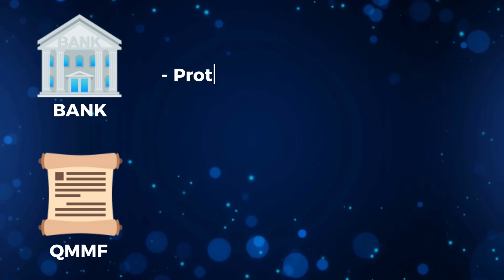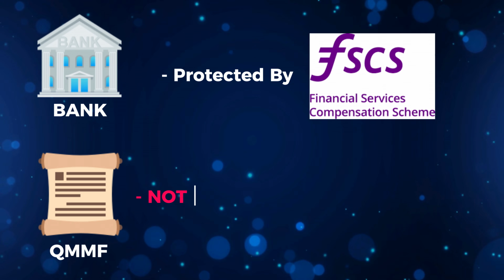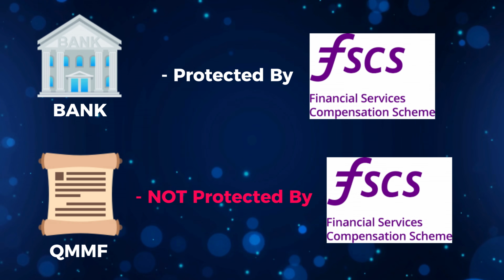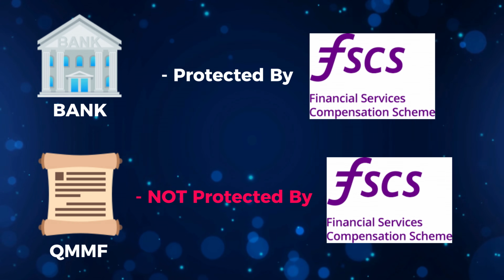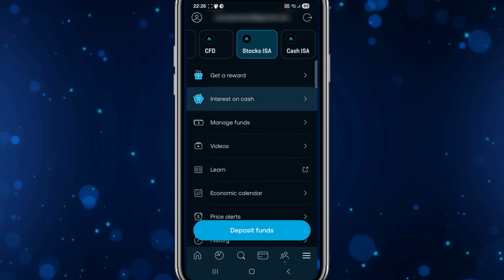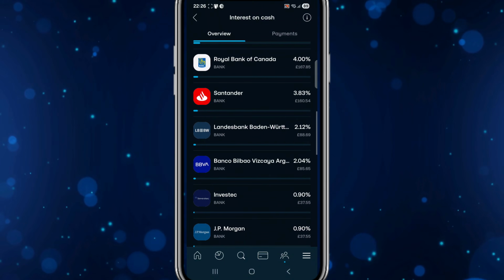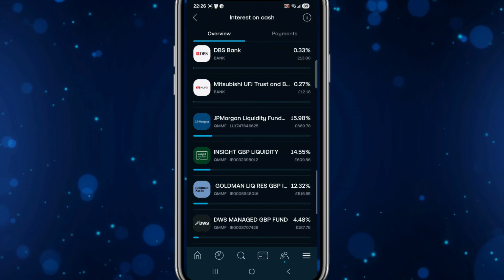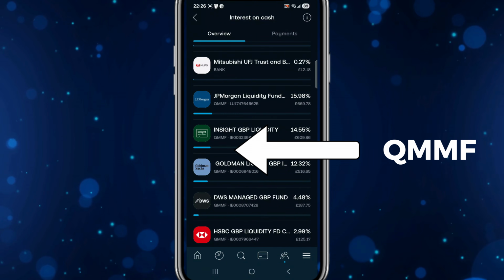However, because this is a form of investment, this portion of your money is not protected by the Financial Services Compensation Scheme, so you lose that element of safety and security. If you click on the interest tab and scroll down, you can see exactly where all your uninvested cash is being held. The second factor is that this option to hold uninvested cash in our Stocks and Shares ISA may be changing in the not too distant future.